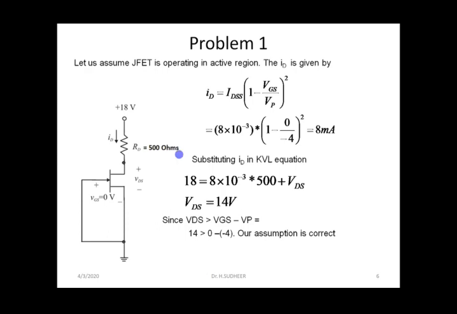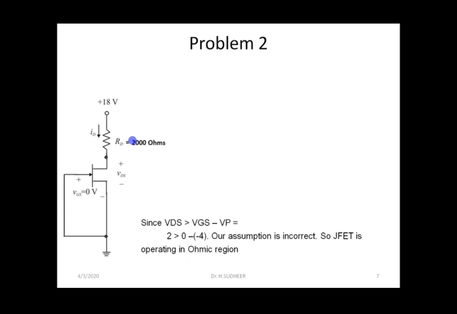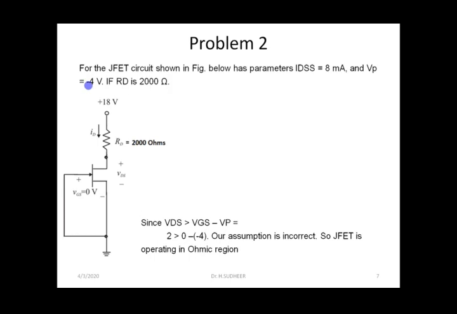The second problem is very much similar to the first problem. What we are going to do is increase the drain resistance from 500 ohms to 2 kilo ohms. Let us see whether the JFET still operates in active region or ohmic region. For the given JFET circuit shown below, the IDSS is 8 milliamperes, pinch off voltage is minus 4 volts. If RD is 2000 ohms, verify whether the circuit is still operating in active region or ohmic region.